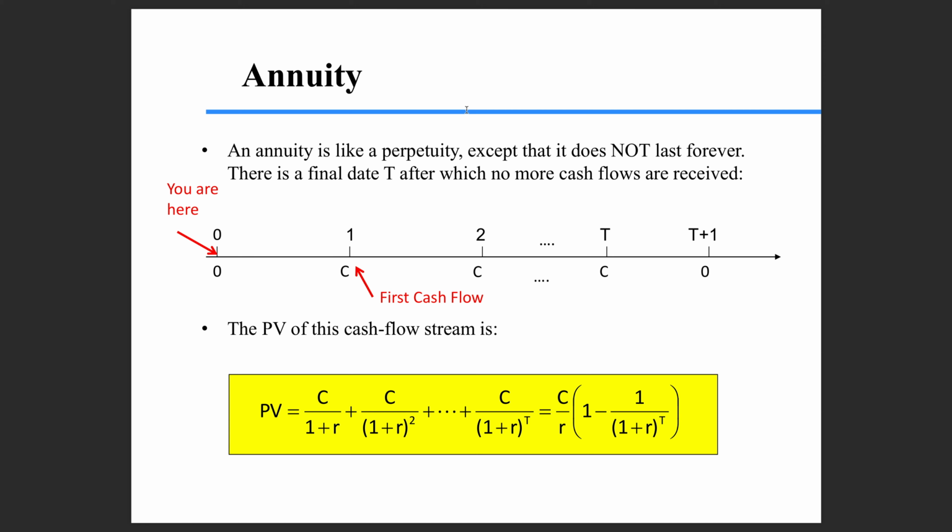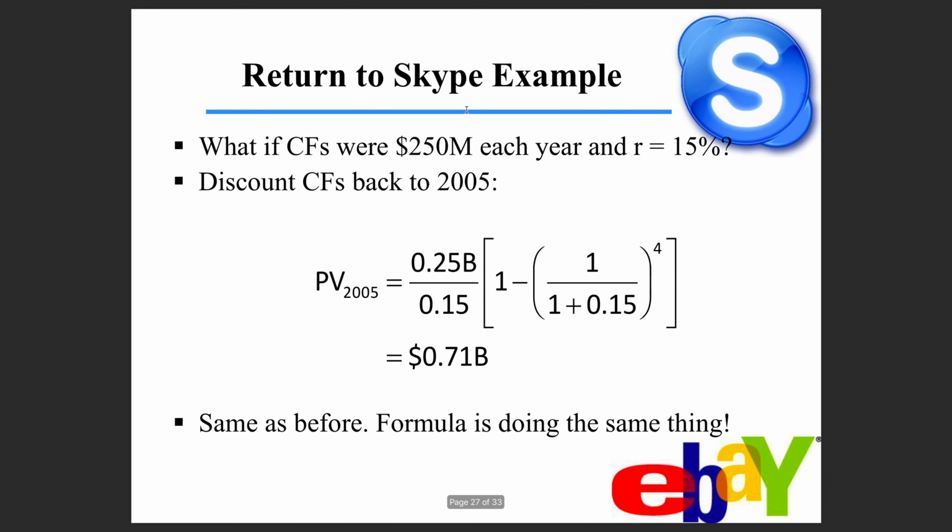Let's return to our Skype example. This version where there were 4 equal cash flows of 250 million each, and the interest rate is 15%. So this cash flow stream of $250 million for 4 years is an annuity, and we can apply the annuity formula to find the present value instead of discounting 4 individual cash flows.